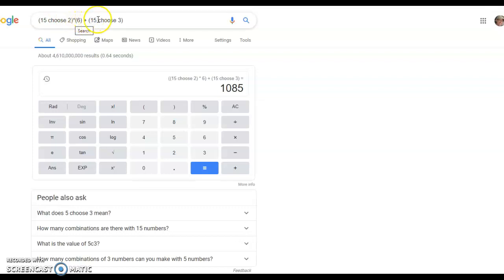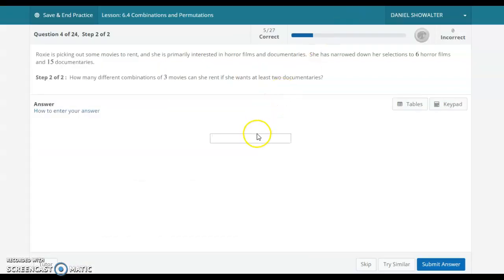And then I'm adding that to the other situation where you choose 3 documentaries out of the 15, so that would be 15 choose 3. And when we add these two numbers, we get 1085.